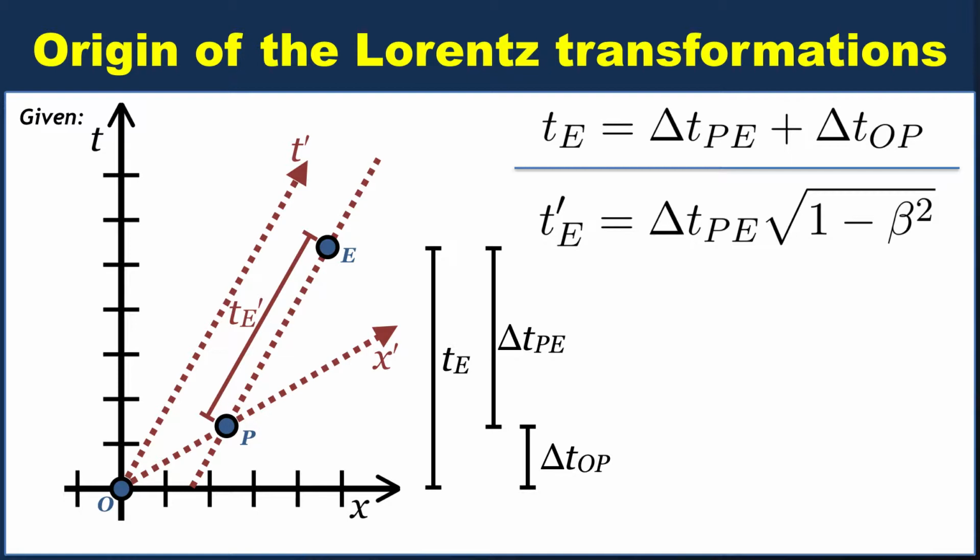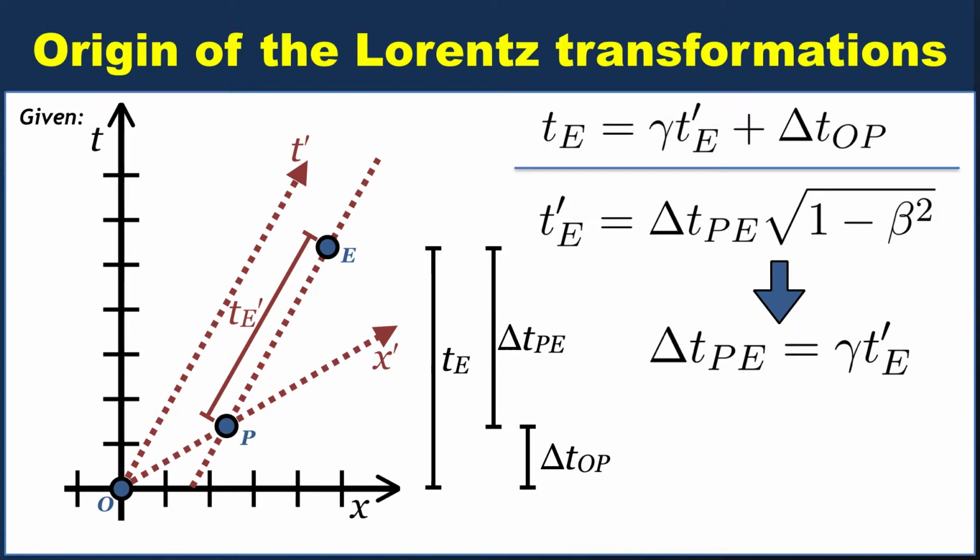Alright, if that's true, we can rearrange that and solve for delta t pe. We do that and get the coordinate time interval between points P and E in the home frame equal to gamma times t e prime. Remember, gamma is just 1 over the square root of 1 minus beta squared. Well, if we do that, now we can replace that delta t pe in the top expression with our new expression gamma t e prime. So let's do that. Okay, we've made some progress. We've connected the unprimed and primed frame, but we're not done.